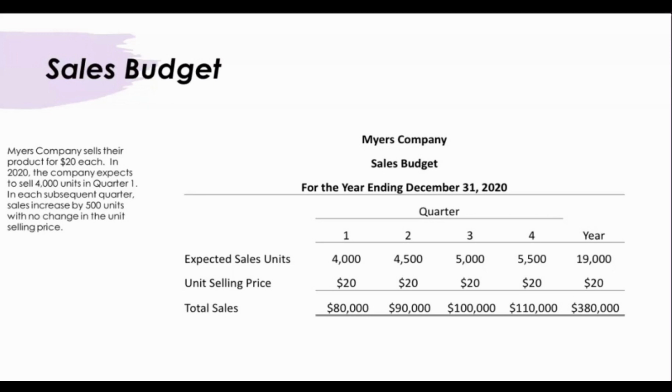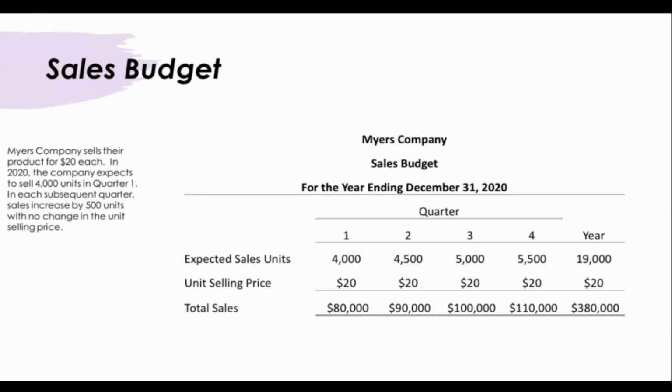So our expected unit sales in quarter 1, that's our 4,000 units that they told us. Our unit selling price, $20. So if we sell 4,000 units for $20 each, that's $80,000 in total sales for the first quarter.